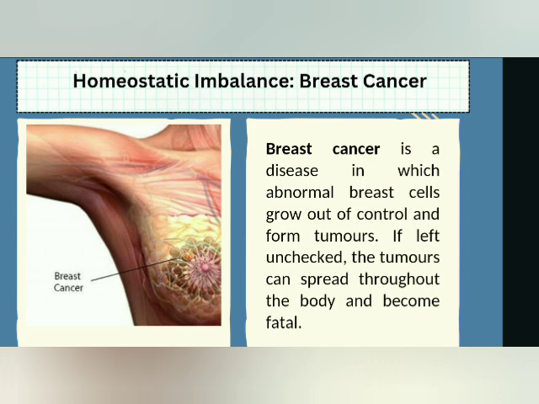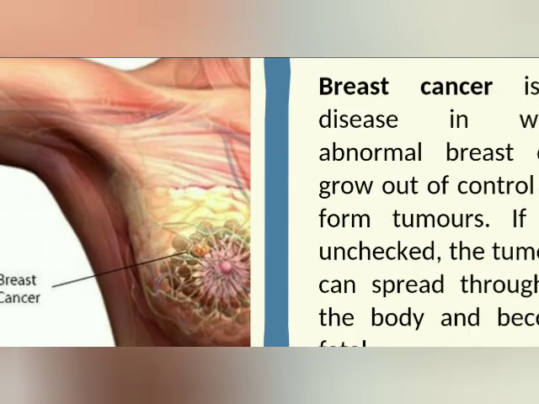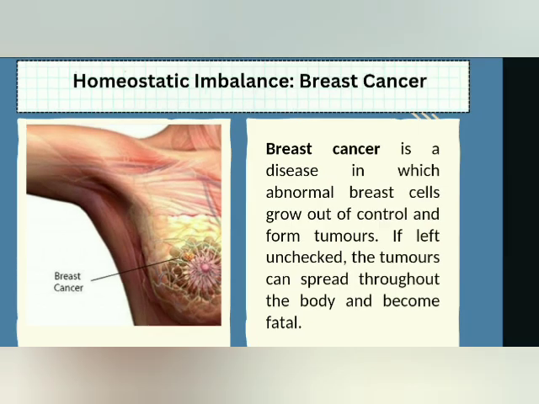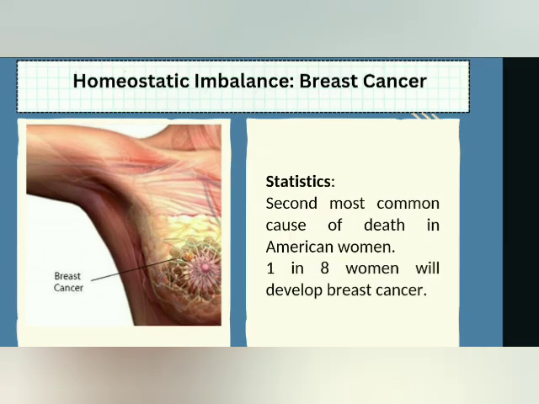Homeostatic imbalance of the mammary gland: breast cancer. Breast cancer is a disease in which abnormal breast cells grow out of control and form tumors. If left unchecked, this can be very fatal and spread throughout the body. This is one example of tumors. In statistics, breast cancer is the second most common cause of death in American women, with a ratio of 1 in 8 women developing breast cancer.